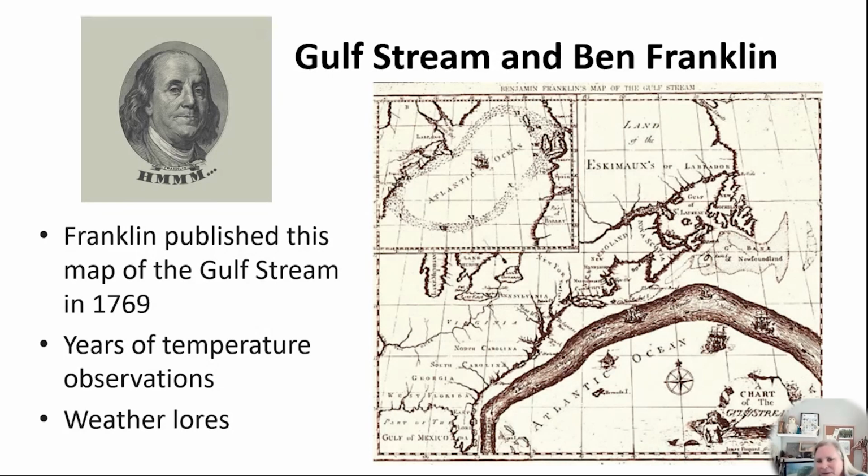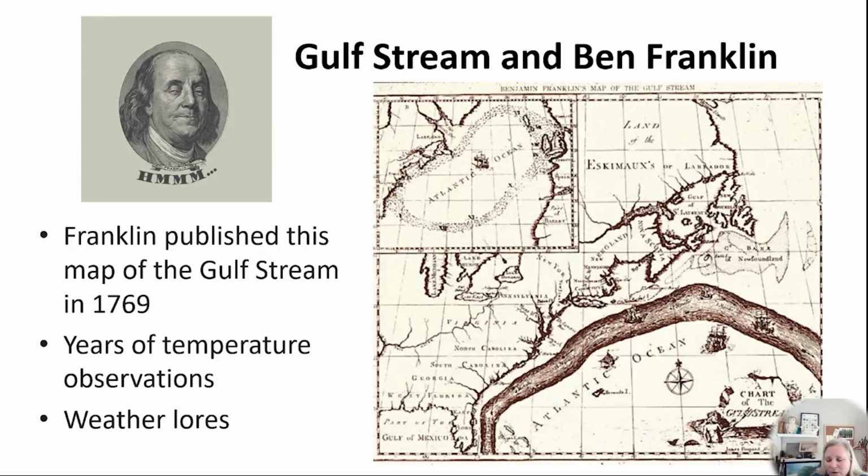And if you look at some of the funny things that are on it down on the bottom right, this is a chart of the Gulf Stream with some cool pictures, looks like a mermaid down there. So again, these old maps and all are fun to look at. But it does record years of these temperature observations, is how it all came to be that he got this map and created it.